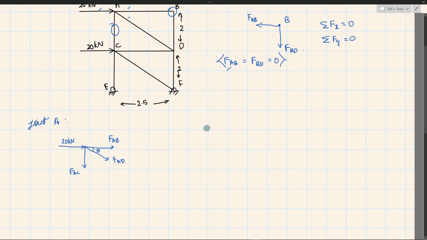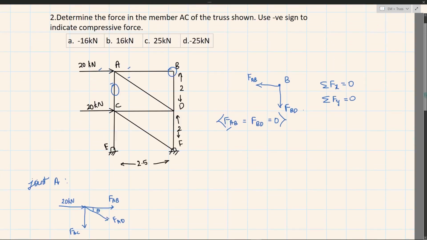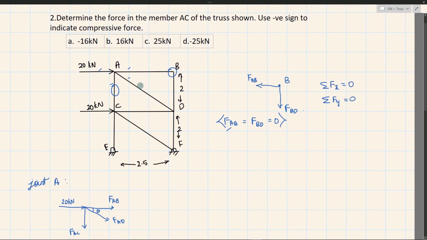Okay, so how to find out? Just by using basic geometry. So we have this horizontal distance given as 2.5 and the vertical distance given as 2. If we consider this right angle triangle ABD, let's say this is theta, we can say that tan theta is equal to opposite, that is 2, divided by adjacent, that is 2.5.